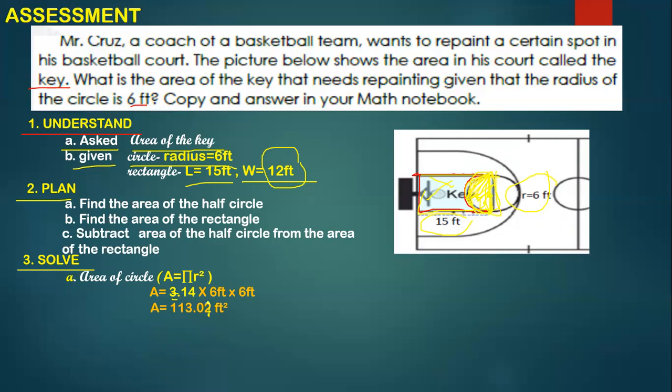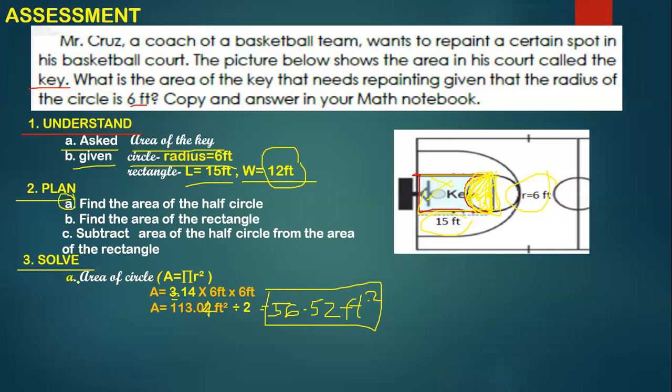Sorry, this should be 4. Okay, 113.04. And then, since ang kailangan natin ay half circle naman, kalahati ng circle yan, you have to divide this one by 2. Okay, 113.04 divided by 2. Okay, the answer for that is 56.52. Siyempre, ang unit natin ay laging square unit, square feet yan. Okay, kuha na natin ang area ng kalahati ng circle. Okay, ngayon, okay na tayo sa letter A.